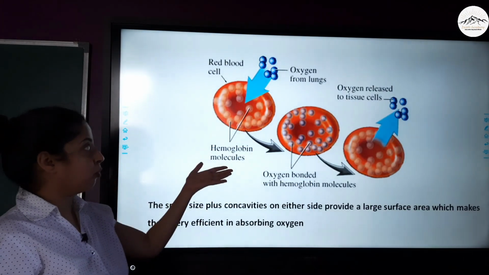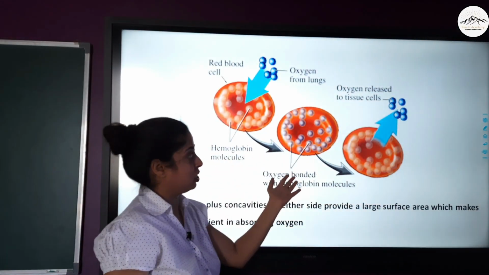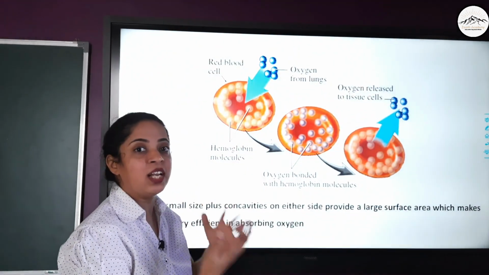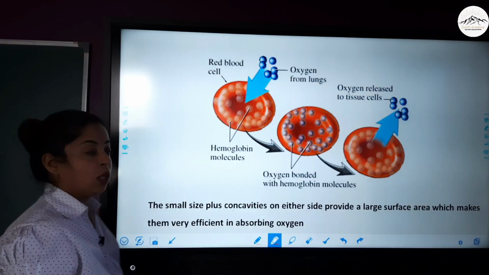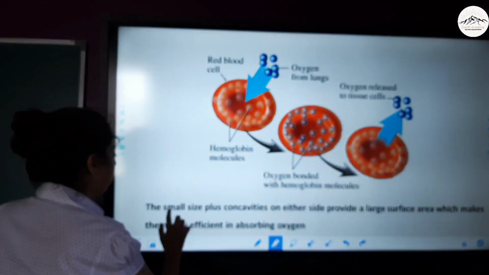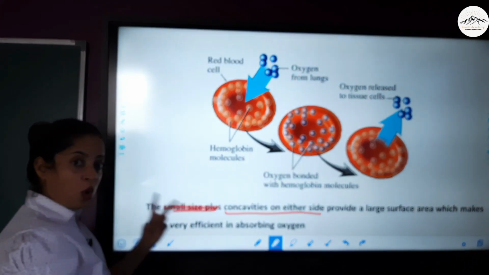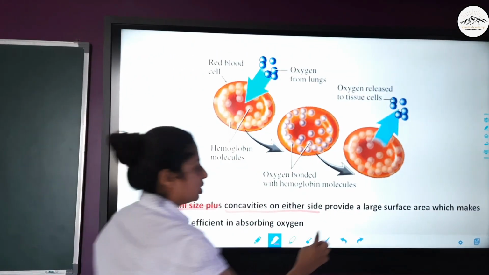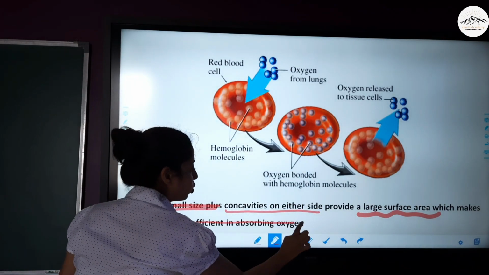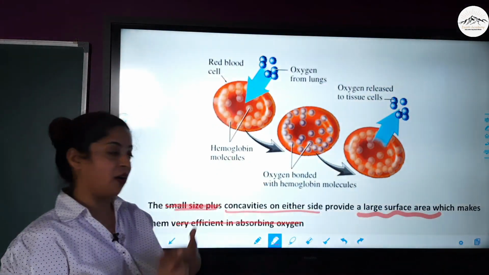Now all of us know that hemoglobin in the RBC captures oxygen from the lungs and combines with it, forming oxyhemoglobin, and releases it wherever it is required. So it needs a very large surface area to absorb this oxygen. So what are the properties that make it very efficient for absorbing oxygen? Its small size plus the concavities on either side. Both of these factors of RBC provide it a very large surface area, which makes it very efficient in absorbing oxygen. That is why RBC can absorb a lot of oxygen, because its surface area is large.